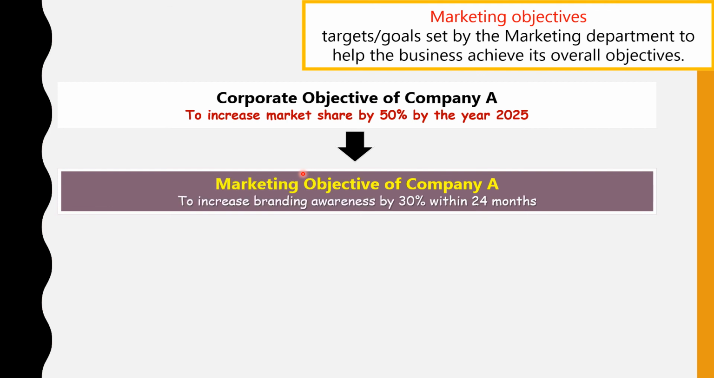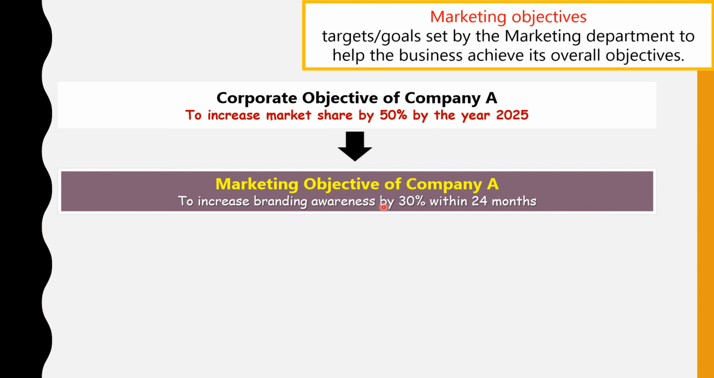All right. In order to help the corporate objective to be achieved, the marketing department has a different objective, which is to increase branding awareness by 30% within 24 months or within 2 years. All right. So in order for them to achieve that, or to help the company increase the market share, the marketing department looks at the marketing objectives, of course, which is to increase branding awareness. And how are they going to do that?